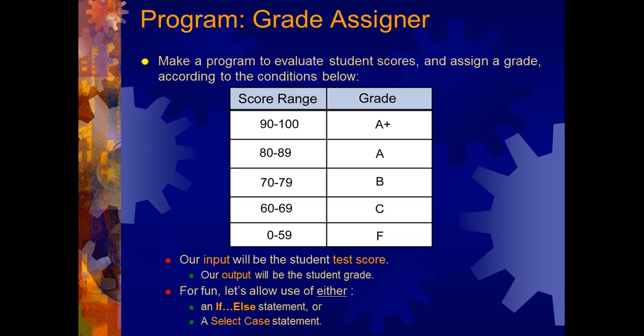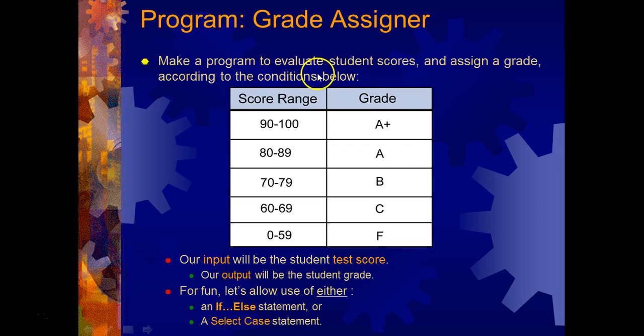Okay, so we have a program called the Grade Assigner, and what we want to do is if the score is in this range, we want to assign an A plus, here A, here B, here C, here F. So how can you do this? You want to check what the score is. So you could use if then, and else if. But since this is all based on a single variable, which might be called grade, you could also use what? You could also use the case or select case.